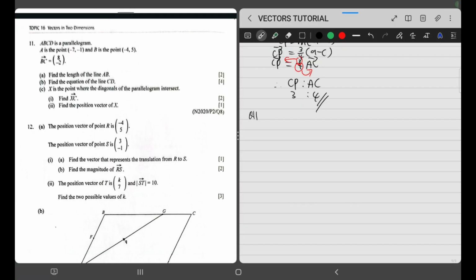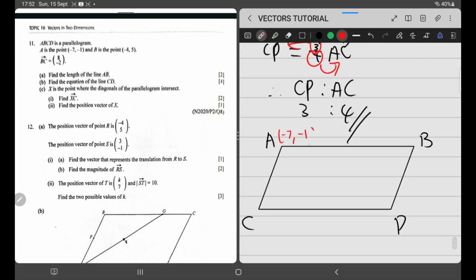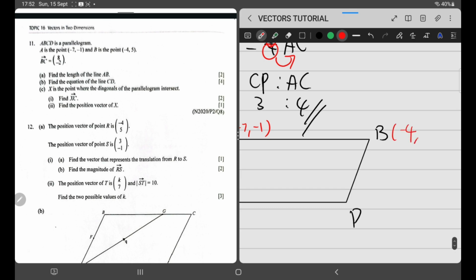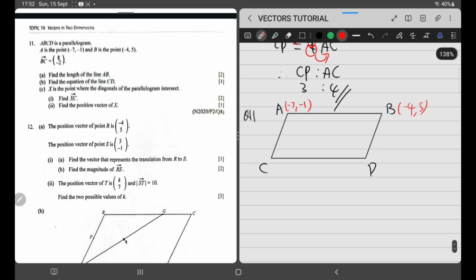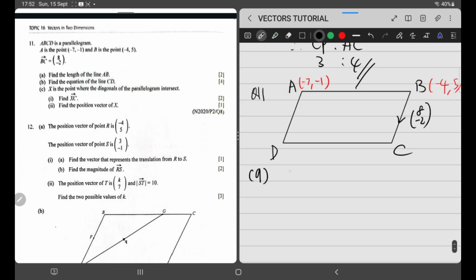Okay? For question 11, ABCD is a parallelogram. So if we were to try to visualize this, it will probably look something like this, right? This is the parallelogram. Parallelogram is a slanted rectangle, so just bear that in mind. A is (-7, -1). B is (-4, 5). Not drawn to scale, okay? And then BC here, the vector is (8, -2). So they want us to find the length of AB.